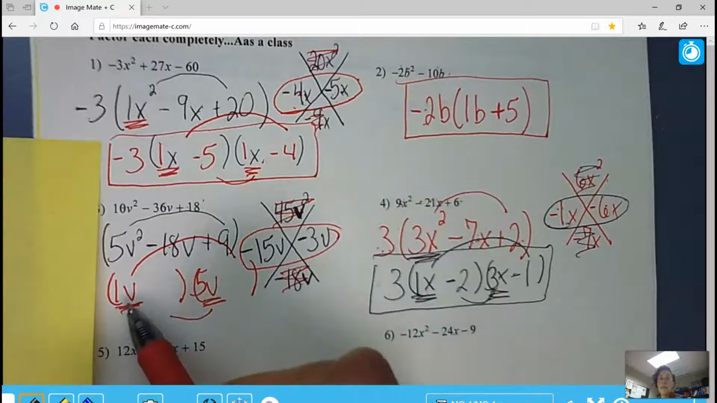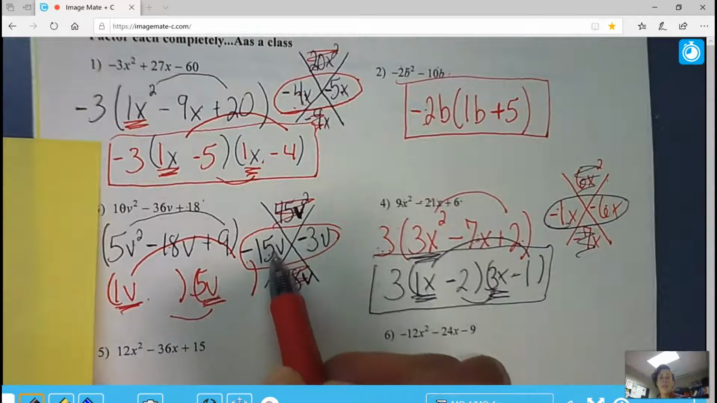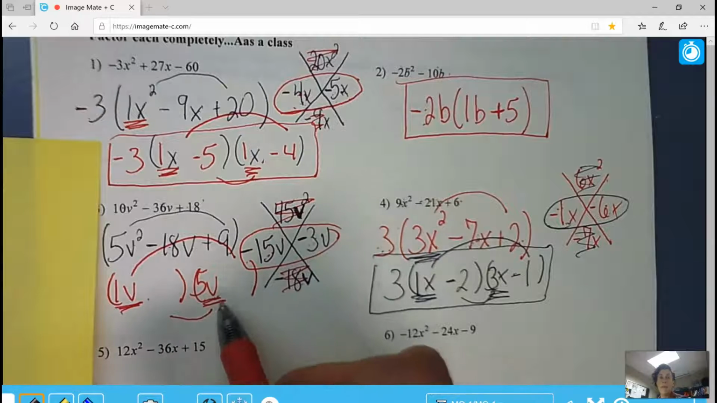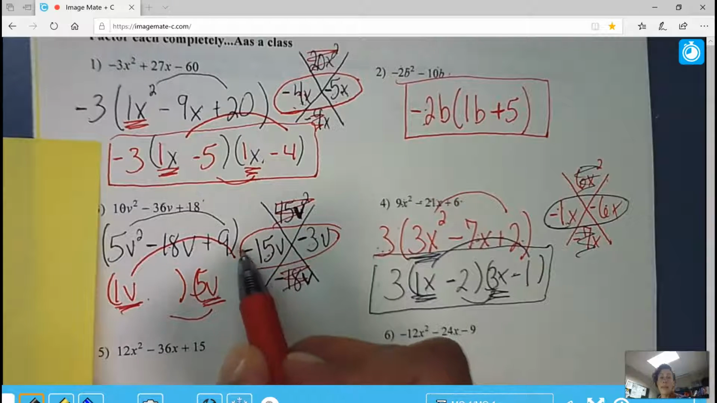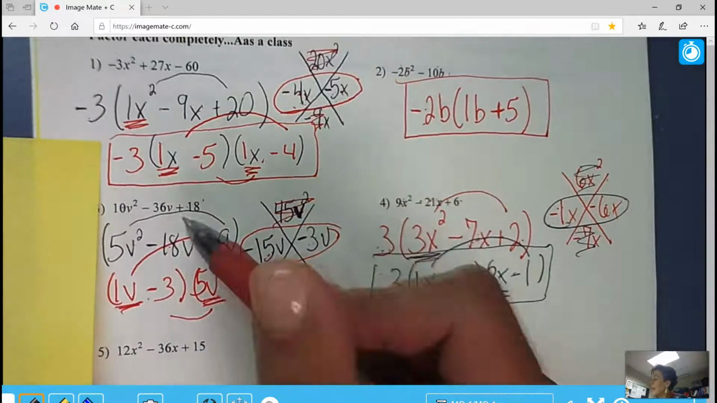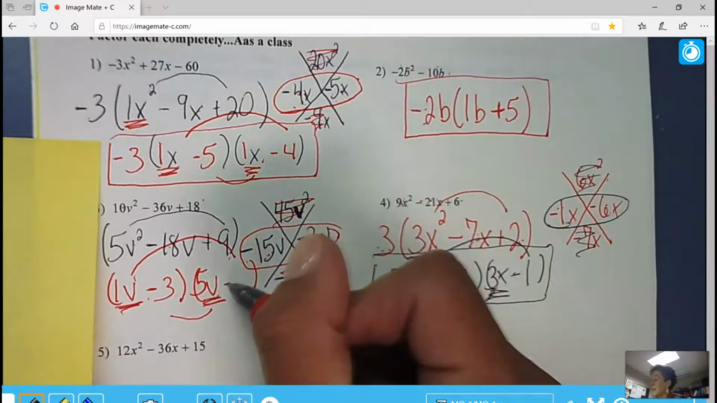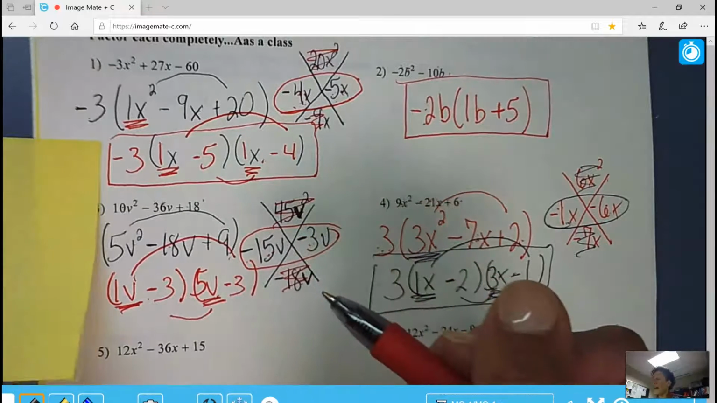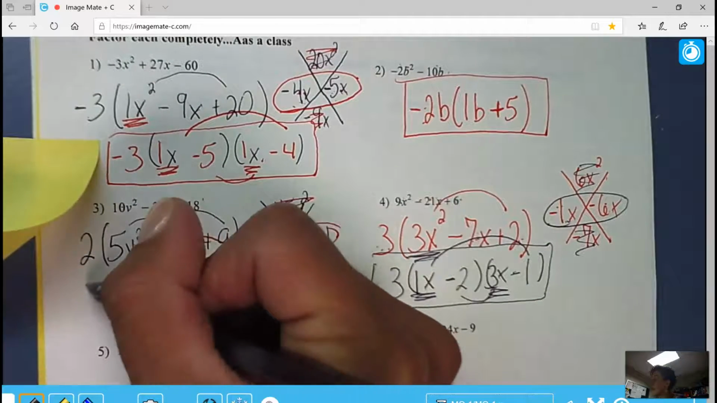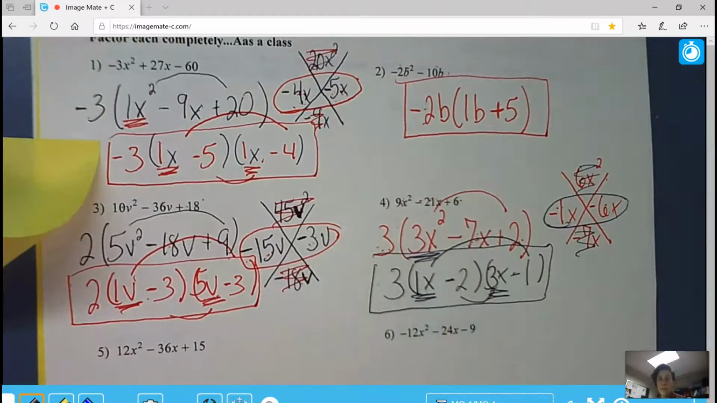And again, like I said before, 1 can get me anything. So 5 is the pickier number, and 5 can only make this number. It can't make this number. So 5 times what will make negative 15? Well, I'll need a negative 3 to get there. And that means 1 will multiply to something to make negative 3, and that would be the negative 3. And then I'm revealing that sticky note. I'm going to bring that GCF of 2 down, and now you have completely factored this.